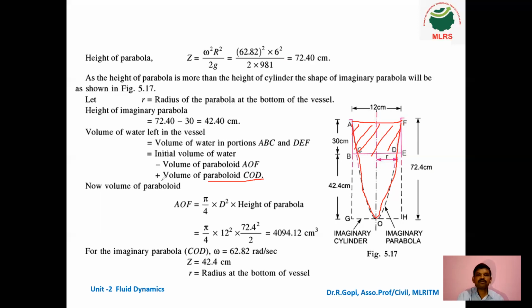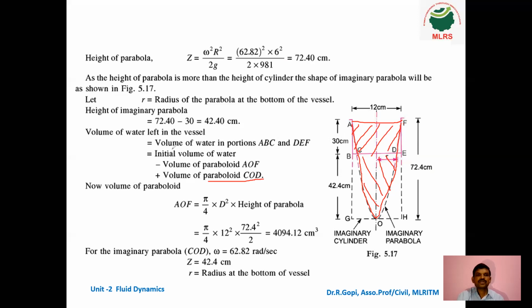So finally, we have to add the volume of the paraboloid COD. This is the volume of the paraboloid, so we have to put plus. Because this portion is an imaginary portion, we can't minus it. We have to add. So finally we got an answer.